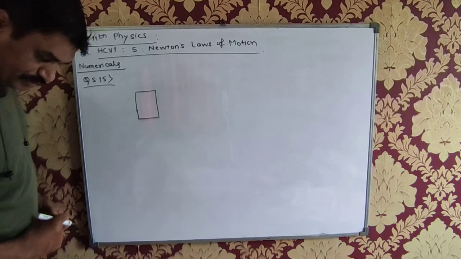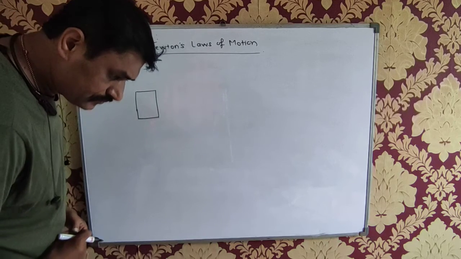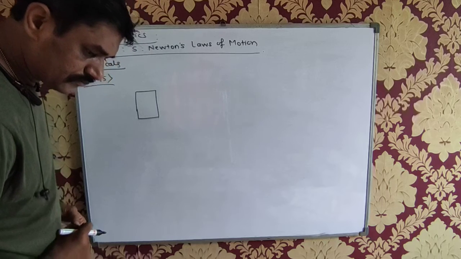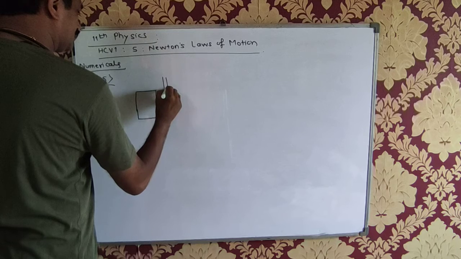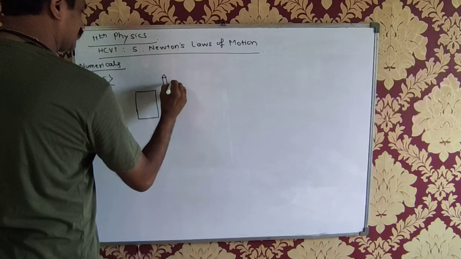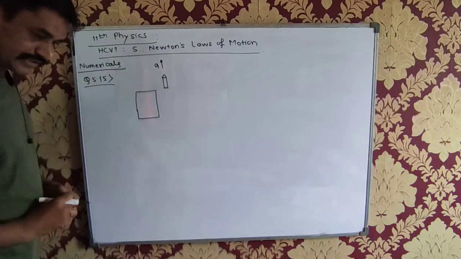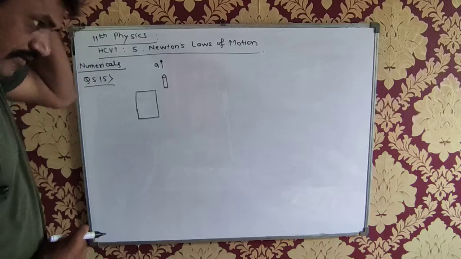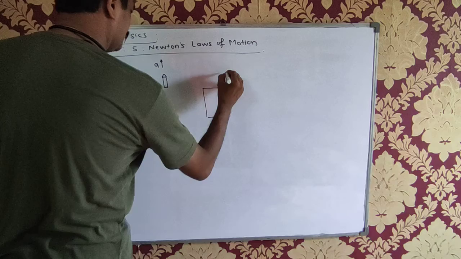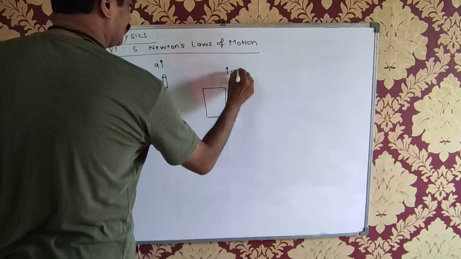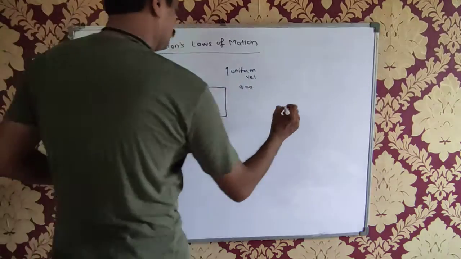Question number 5.15. Now here, when the elevator is accelerated upwards, this is the acceleration. And in the second stage, it is moving with uniform velocity. Uniform velocity means acceleration is equal to 0.